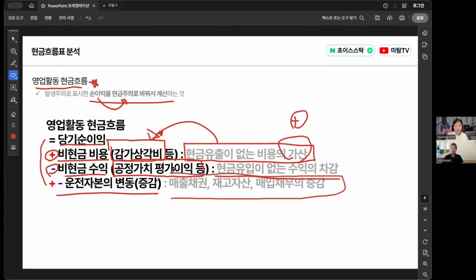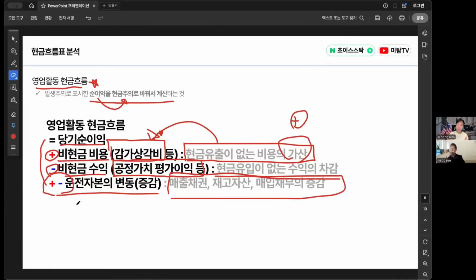So why do we record the increase or decrease in working capital in cash flow as a positive or negative? Let me explain this concept. Let me give you an example with accounts receivable. Last year, accounts receivable was 10 billion won, but this year it's 5 billion won. So that's a change in accounts receivable, right? It decreased by 5 billion won. Does that mean cash came in or went out? Since accounts receivable decreased, cash came in, right?